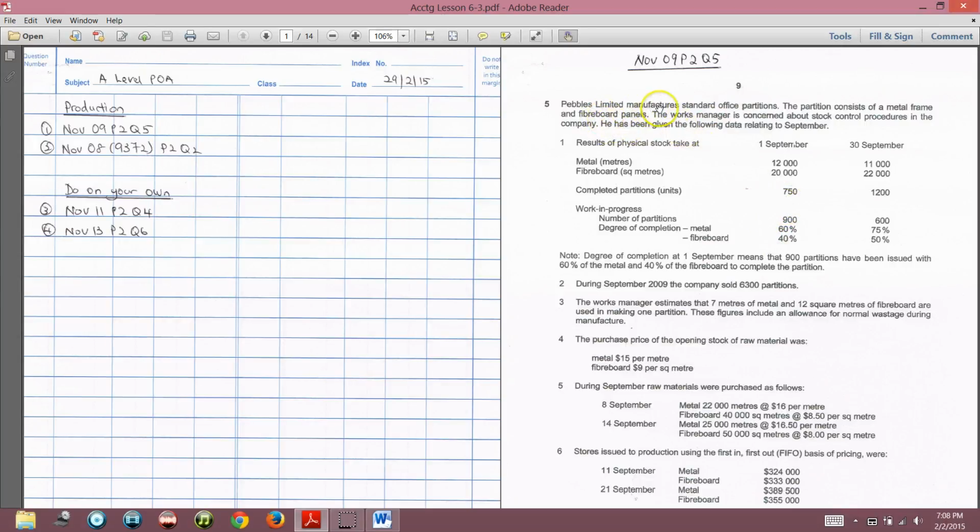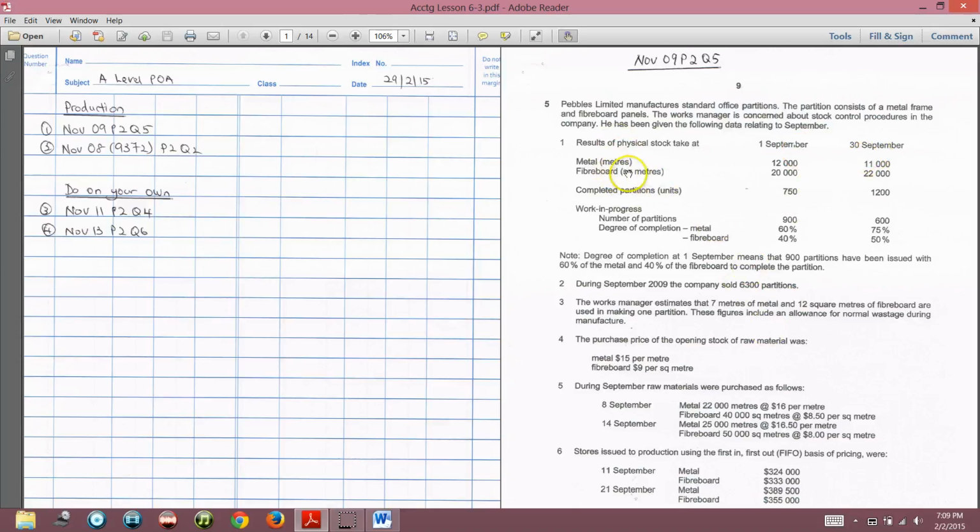This one, Pebbles Limited manufactures standard office partition. The partition consists of metal frame and fiberboard panel. The works manager is concerned about stock control procedure in the company. He has given the following data relating to September. The result of physical stock take at 1st September and 30th September.